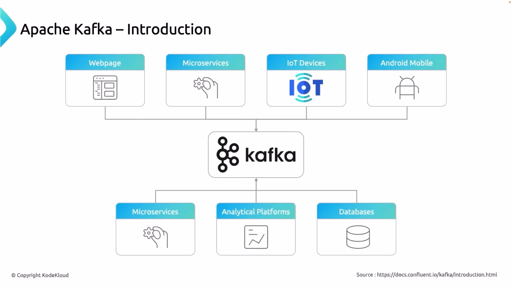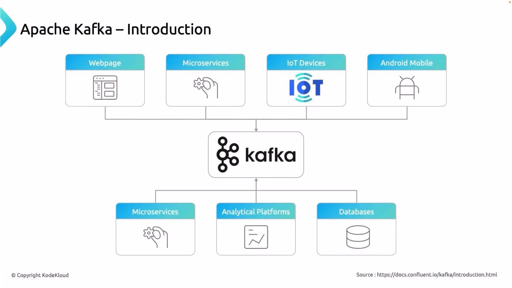On the other side, Kafka sends the data to destinations like microservices, analytical platforms, and databases. This setup allows Kafka to handle real-time data streams efficiently, ensuring the information flows seamlessly between the systems. Well, it's like a superhighway for data.